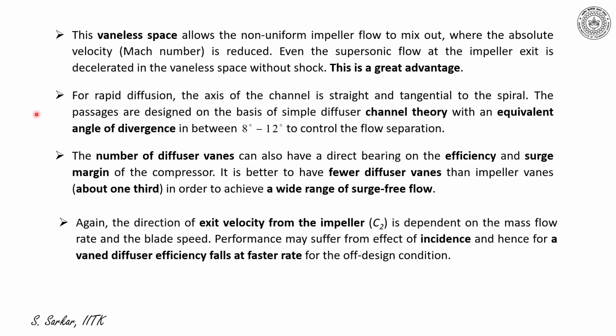For rapid diffusion of flow, the axis of the channel is straight and tangential to the spiral path. The passages are designed on the basis of a simple diffuser channel theory with an equivalent angle of divergence between 8 to 12 degrees to control the flow separation. Please note that a higher angle of divergence leads to flow separation within the diffuser vane.